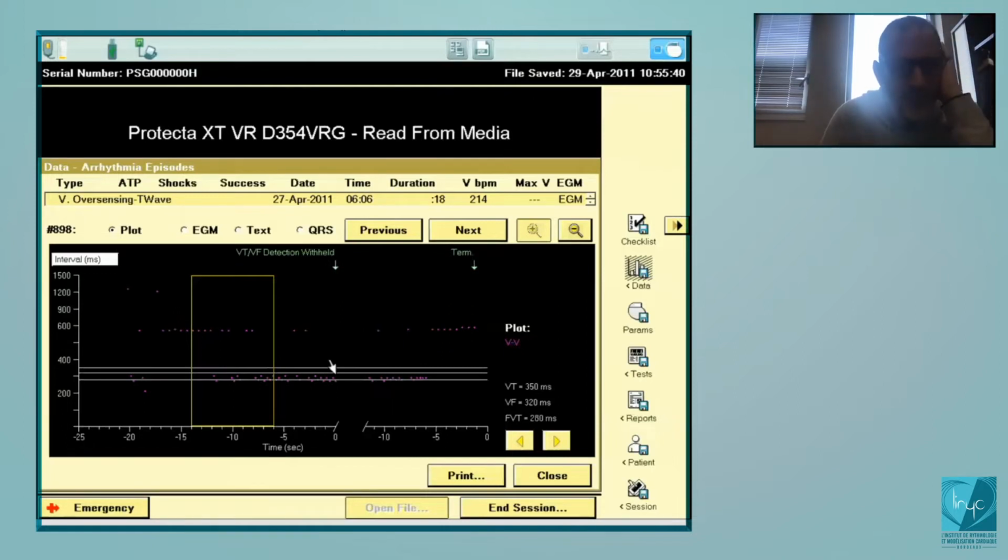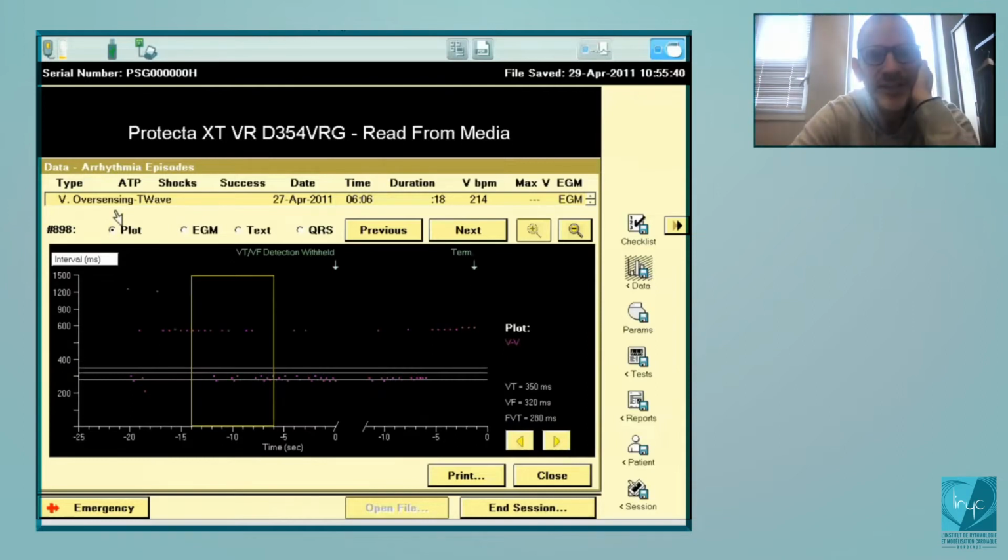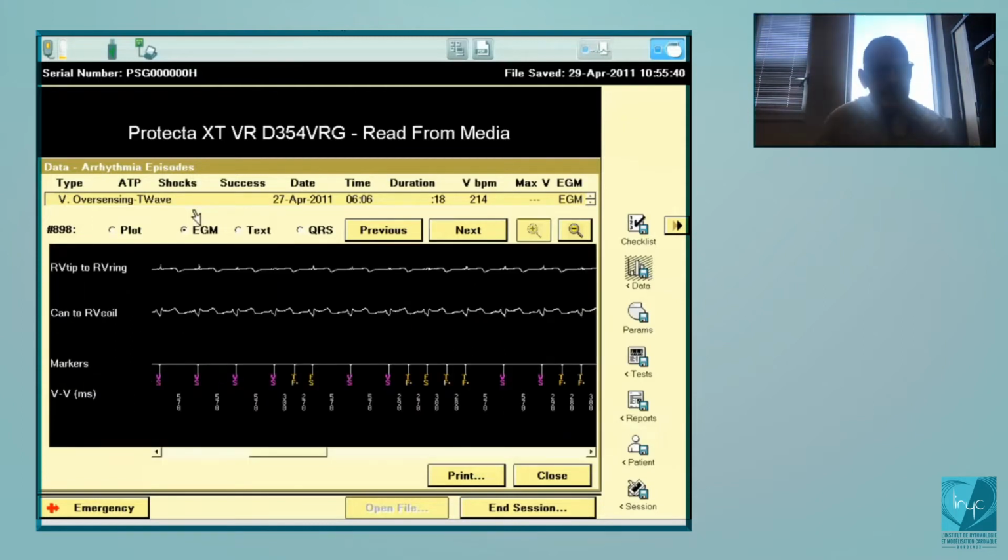Okay, and what is the diagnosis here for the device? T-wave oversensing. Yeah, so if you click now on the EGM, you see here the diagnosis is based on the tracing on top, on bipolar, okay? Mm-hmm. This is the shock channel without analysis here.